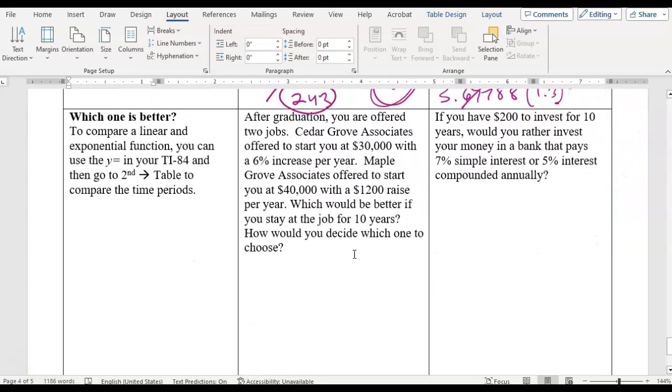All right, which one is better? To compare a linear and exponential function, you can put them in the y equals in your TI-84, go to second, then table, and compare those time periods. So let's first start by making an equation for this.